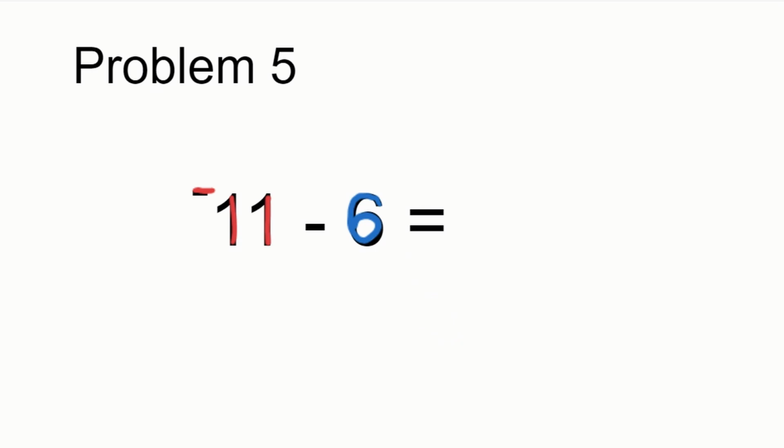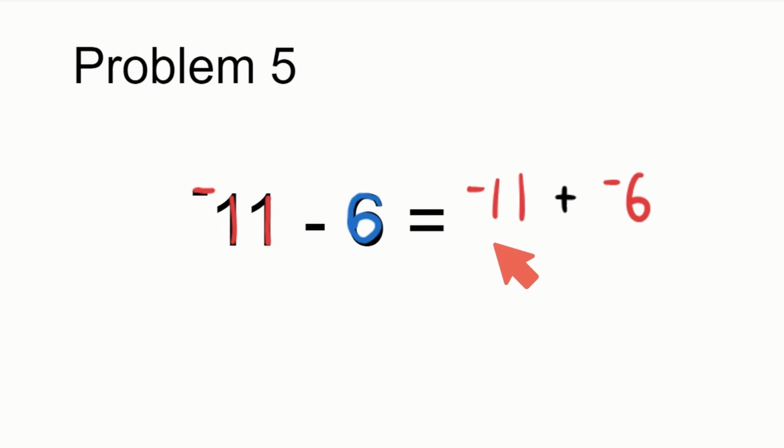I can rewrite this as negative 11 plus. Again, whatever I try to subtract, I'm going to add in the opposite. So we're trying to subtract 6 blues. Let's go ahead and add in 6 reds. Minus 6 is like having negative 6. Now that it's rewritten, let's go ahead and solve.